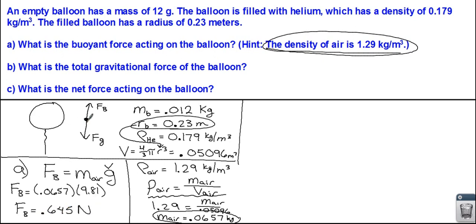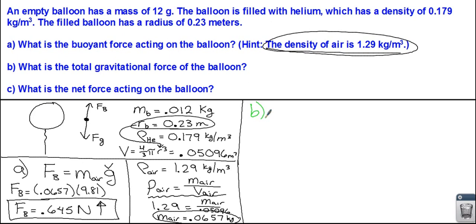And the buoyant force is going up, so we can draw a little arrow. We can just leave it positive because positive is our up direction. So we've answered part A. A lot of work to get there, but we've done it. So let's look at part B.